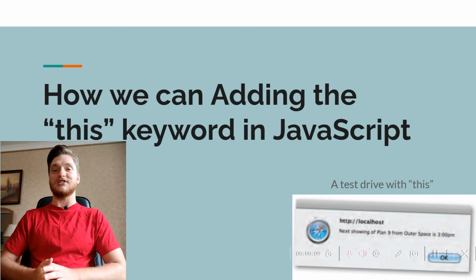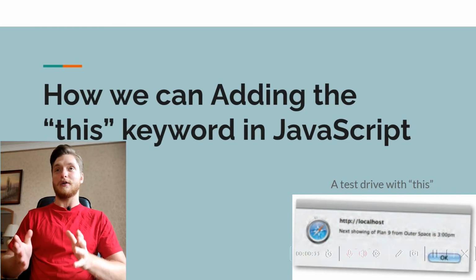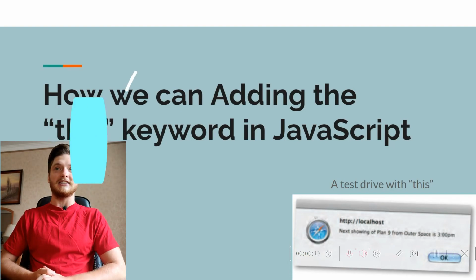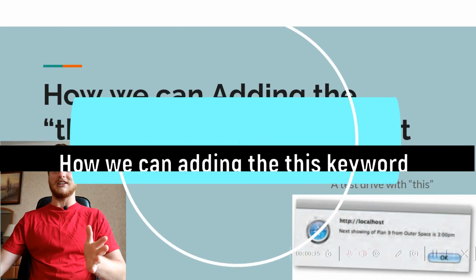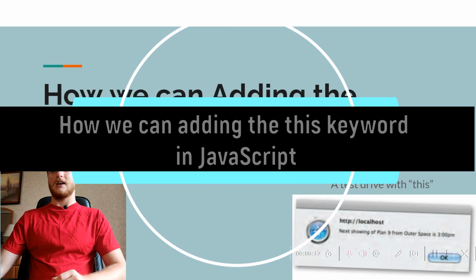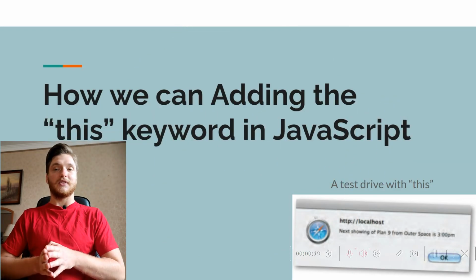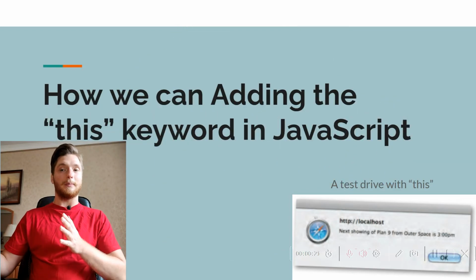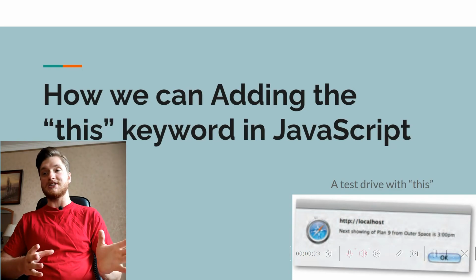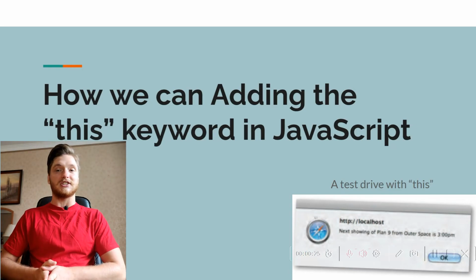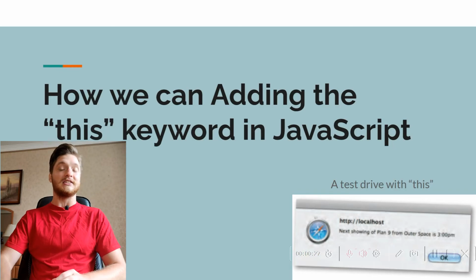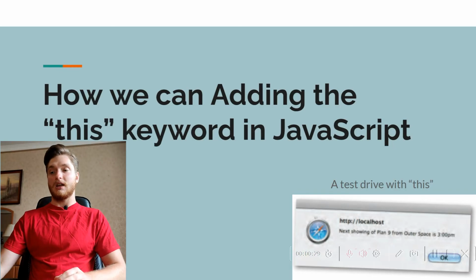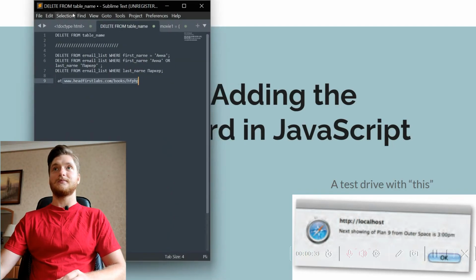We will talk about HTML and JavaScript, and the topic we will cover is how we can add the this keyword in JavaScript. Adding this keyword: let's add this at each place where we specify a property, so that we are telling JavaScript we want the property in this object. Let's look at Sublime Text.